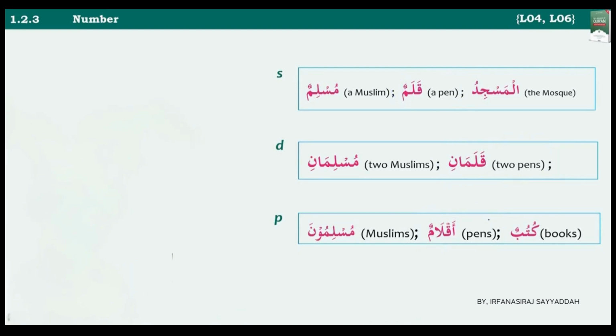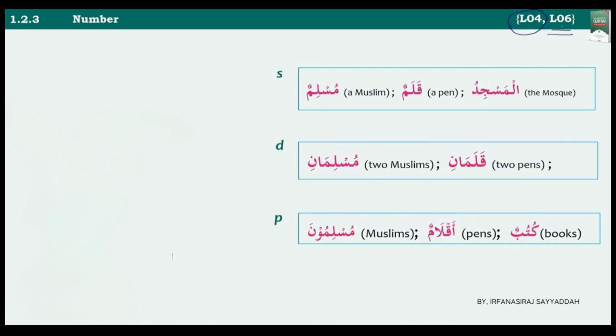We have muslimun, muslimani for 2 Muslims, muslimuna for plural, meaning 3 or more Muslims. And the same thing with book and other words you can do, inshallah. And we're going to learn how to do that in lesson number 4. So in lesson number 4, we're going to look at the standard singular, dual, and plurals. And in lesson number 6, we're going to study what's called a broken plural.